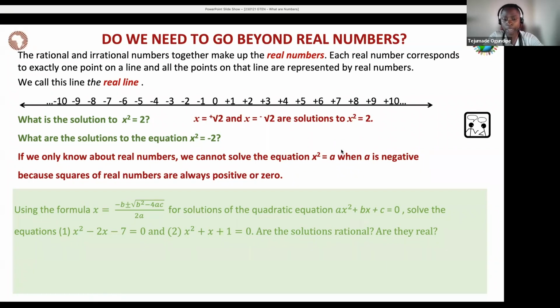Look at question 2 as well. Question 2 is x squared plus x plus 1. So we already know for question 2, a is 1, b is 1, and c is also 1. So what would be the answer? Are the solutions rational? And are they real? I'm waiting for comments on the chat before we proceed. Maybe we want to take it one by one.